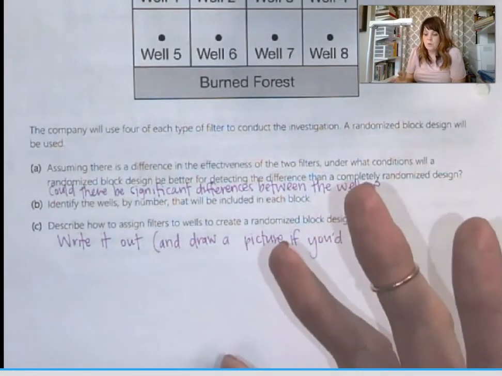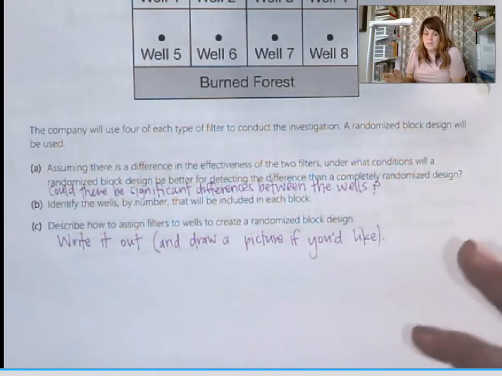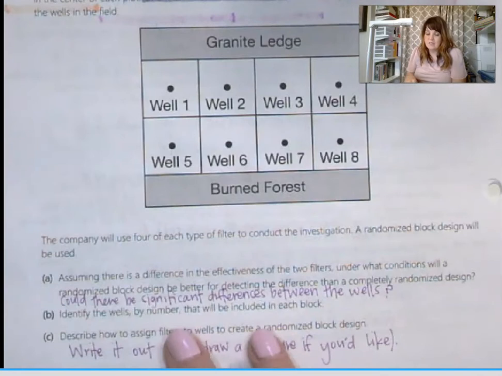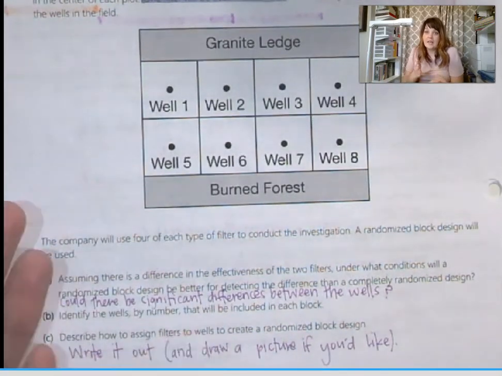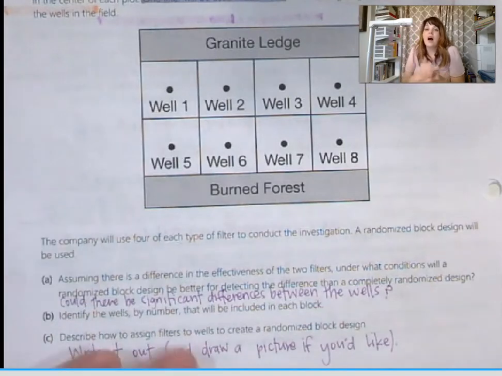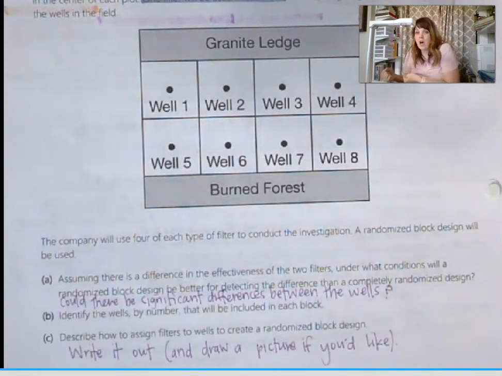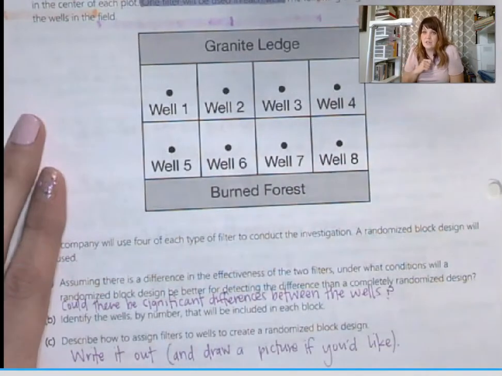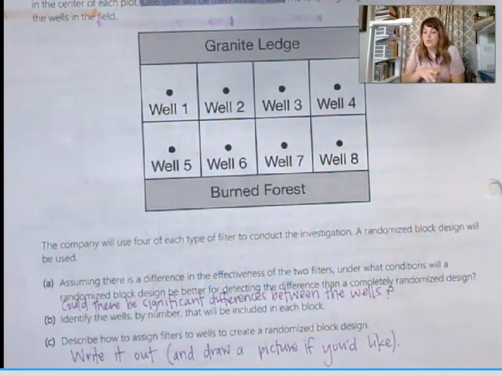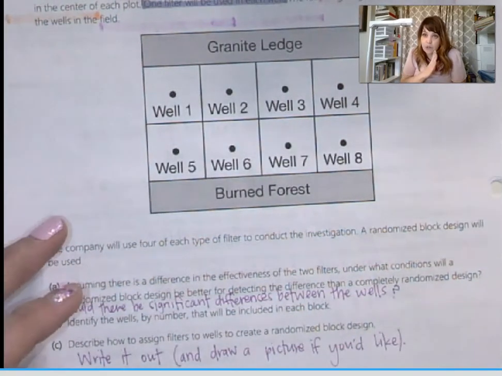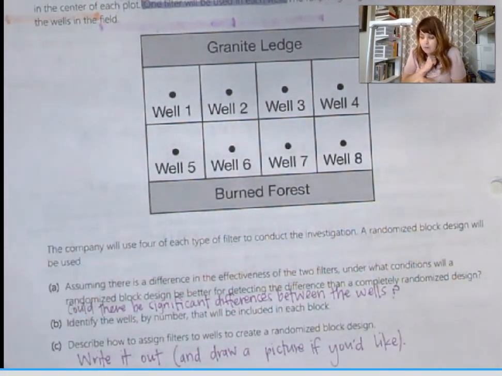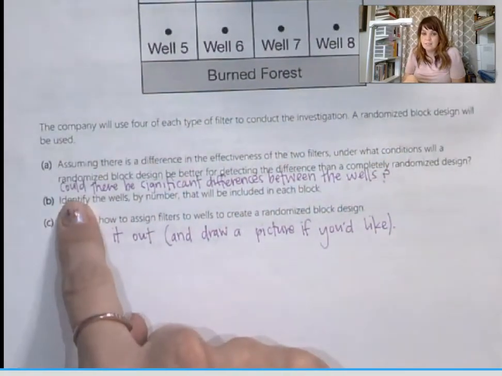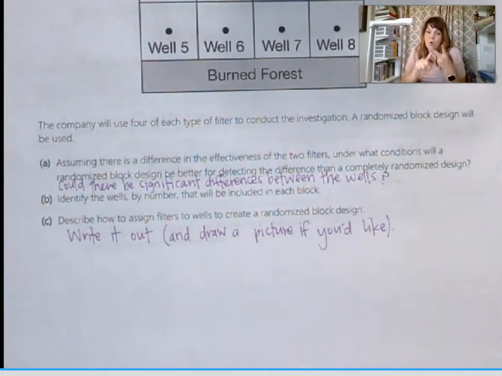B, identify the wells by number that will be included in each block. So they want you to explicitly say, I will block by blank, and use that as my blocks. Block 1 will be the wells you list. So maybe you're going to use 2, 4, 6, 8 in your first block, and Block 2 will be 1, 3, 5, 7. Just so you know, those blocks are wrong. If you have those numbers, you didn't do it right. So they want you to explicitly list what is block 1 and what is block 2.